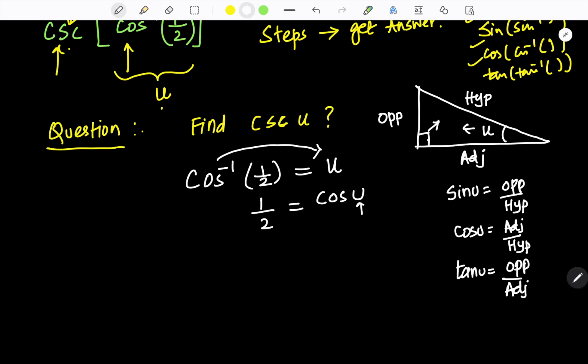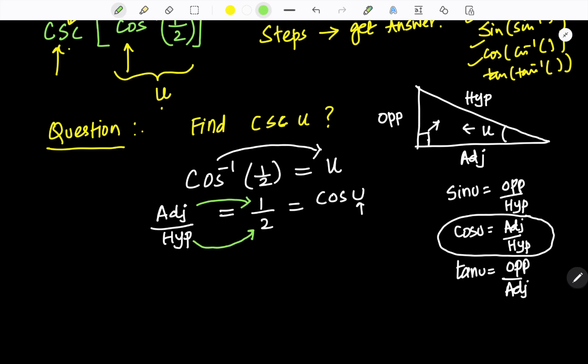Now we have cos U. So what is the formula? Adjacent divided by hypotenuse. Hypotenuse is the American accent; hypotenuse is the British accent. So this is adjacent and this is hypotenuse. Look here. What is your adjacent? It is 1. What is your hypotenuse? It is 2. So your adjacent is 1 and your hypotenuse is 2.